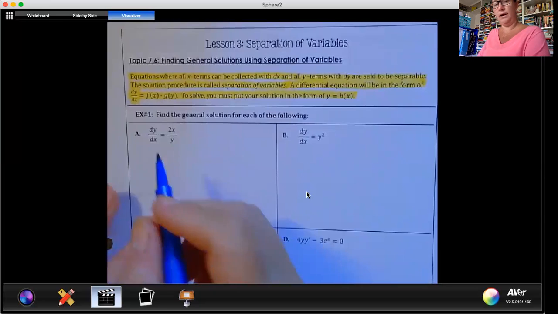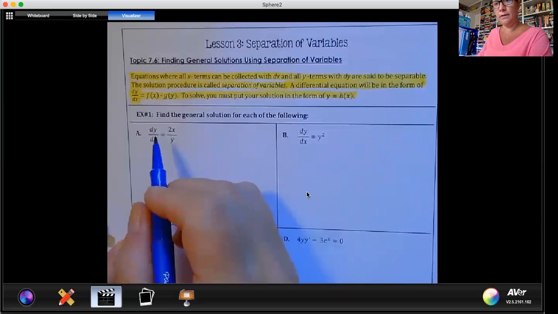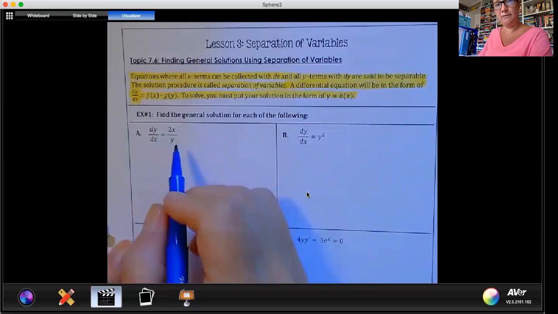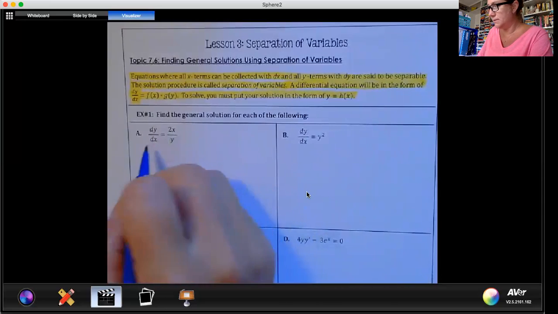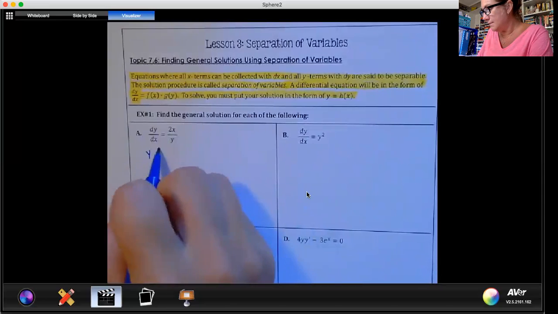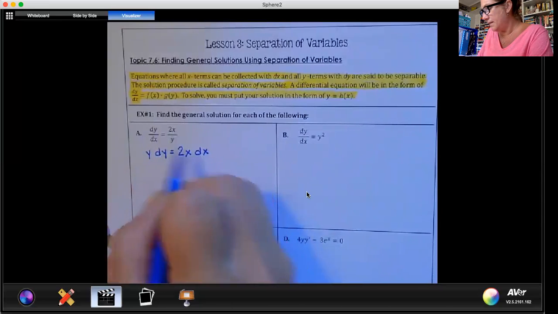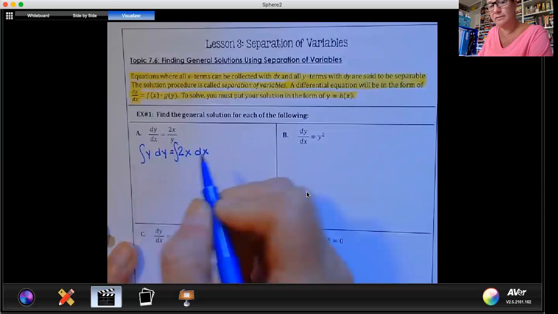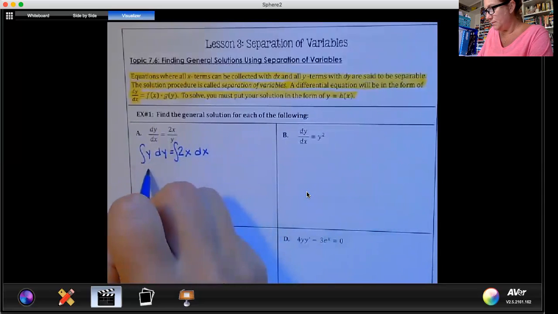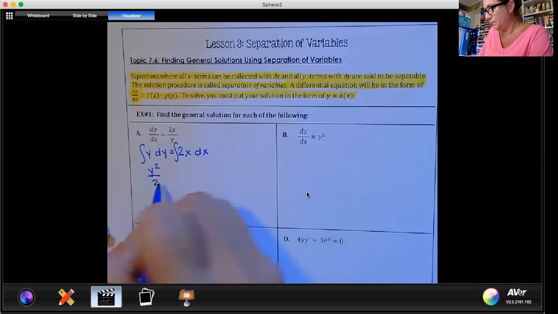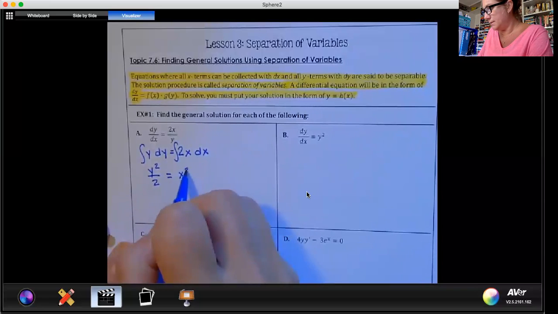So as we look at part A, we cannot go ahead and take the antiderivative of both sides because our variables are in both fractions. So we're going to rewrite as y dy equals 2x dx. And then we're going to take the antiderivative of both sides. So y squared over 2 equals x squared plus c.